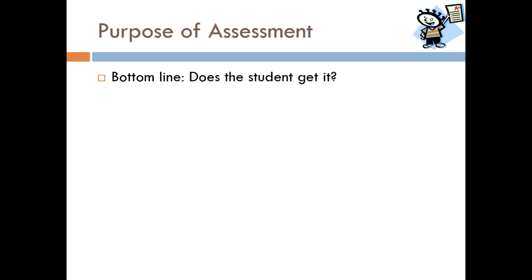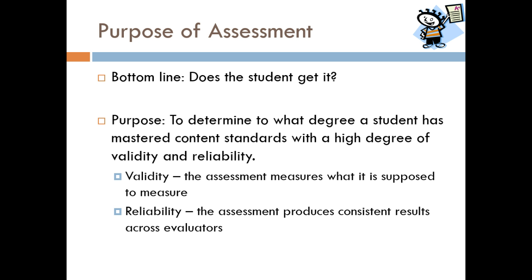So the bottom line for assessment should be, does the student get it? So when we have an assessment sitting in front of us, we want to know, does that student actually understand the mathematics, the mathematical skills that we're trying to get them to master, to understand, or to apply? We want a good measure of that. So if we could maybe put some fancier terms on that, other than just does the student get it, we want to determine to what degree a student has mastered content standards. And we need a high degree of validity and reliability.